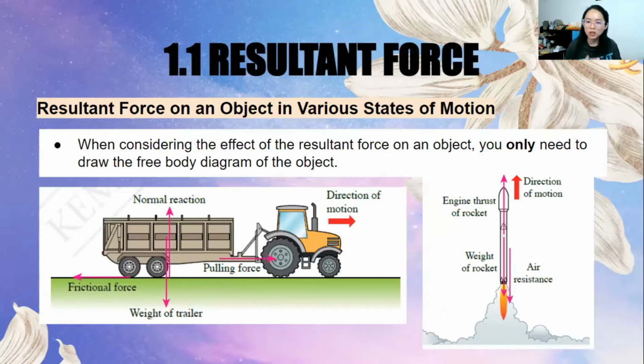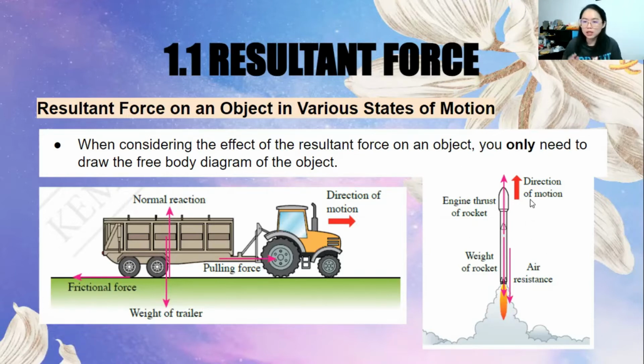What if the object that is given to you is moving? They are moving, so they still have forces acting on them. So when you are drawing the forces on that diagram, you only need to draw the free body diagram of an object. You don't need to worry about the direction of the motion. The direction of the motion just shows how the thing moves. For example, this trailer is moving to the right side, and then I just need to label the forces acting on it. Same, if let's say I'm using a rocket here.